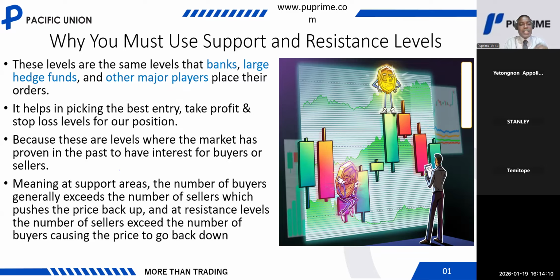Three, these levels are where the market has proven in the past to have interest for buyers or sellers. Meaning at support areas, the number of buyers generally exceeds the number of sellers, which pushes the price back up. The resistance area is actually a seller's zone. At resistance, which is the one above, we are looking for price to reverse to the downside. So there are a lot of sellers waiting for price to hit a resistance from where they look for an opportunity to sell. I'll use Nigeria as an example again.